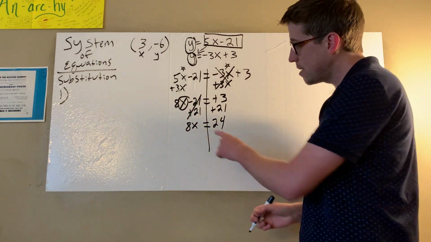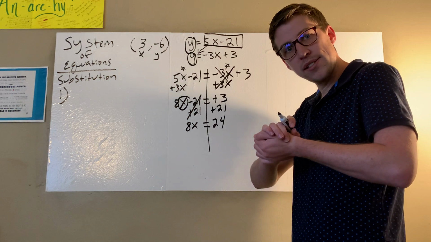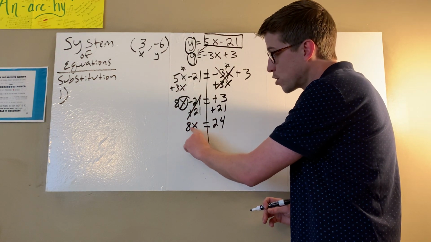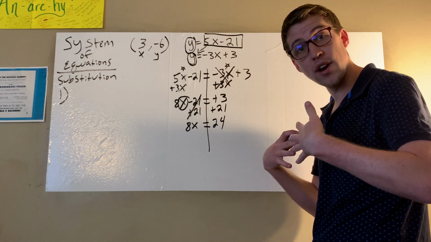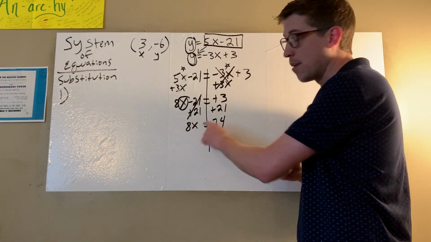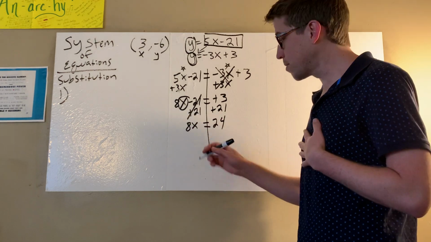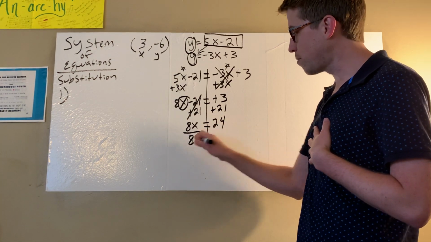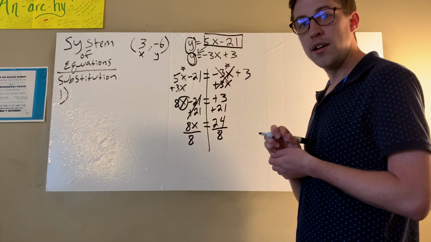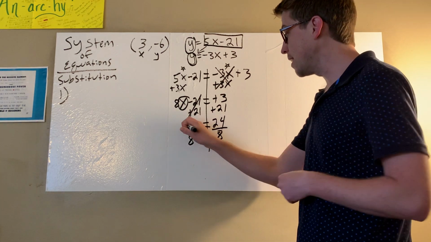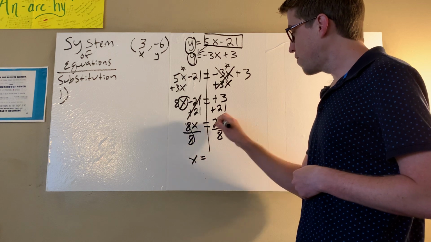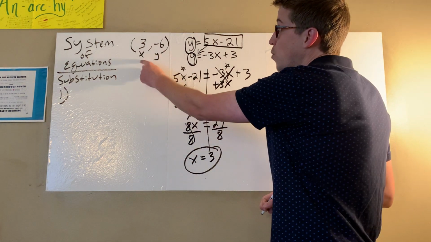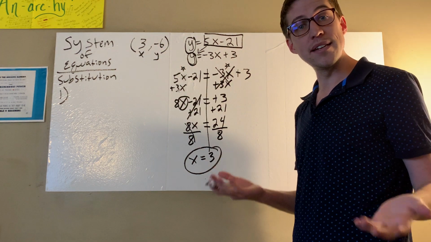And our last step, guys, is to get rid of that 8 that's attached with the x. And notice, there's nothing in between the 8 and the x. That means that's multiplication. Multiplication hides in our algebra. So that's 8 times x. The opposite of multiplication is division, which we always show with a fraction. So we'll do fraction bar 8, and that means we're dividing both sides by 8. And 24 divided by 8 is 3, which we know is correct because that is what our graph already told us x needed to be.